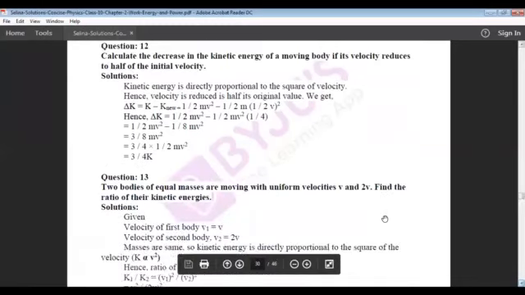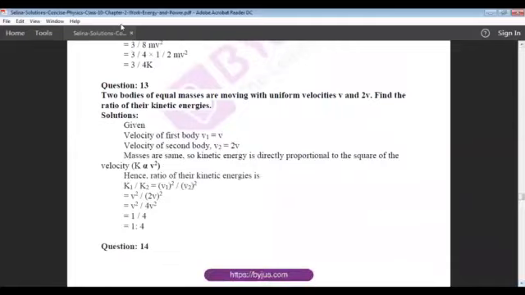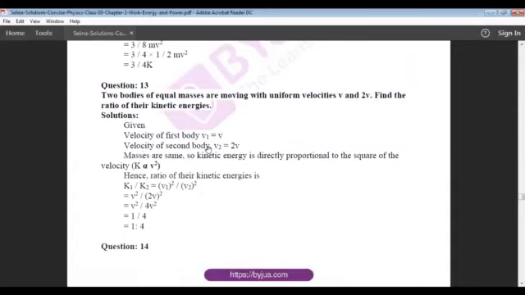Next one, question number 13. Two bodies of equal masses are moving with uniform velocity v and 2v. Find the ratio of their kinetic energy. The velocity of the first body will be v and the velocity of the second body will be 2v. If the masses are the same, kinetic energy is directly proportional to the square of the velocity, because kinetic energy is equal to half mv square.